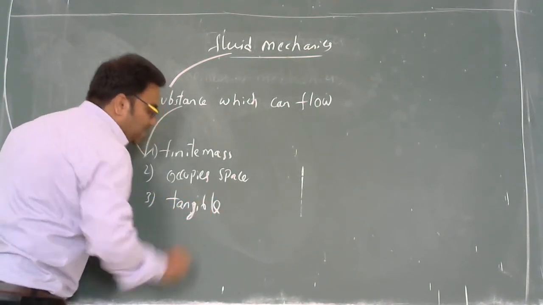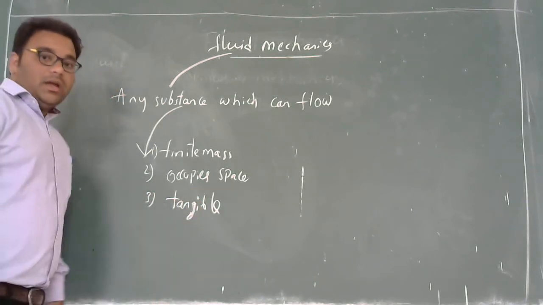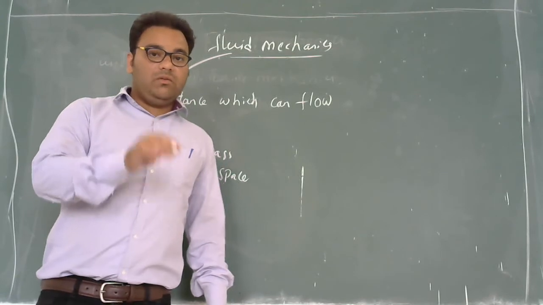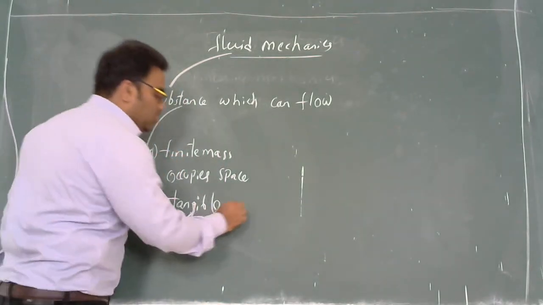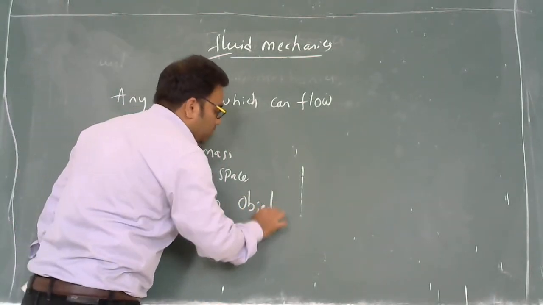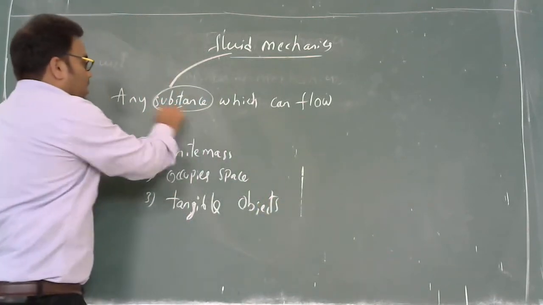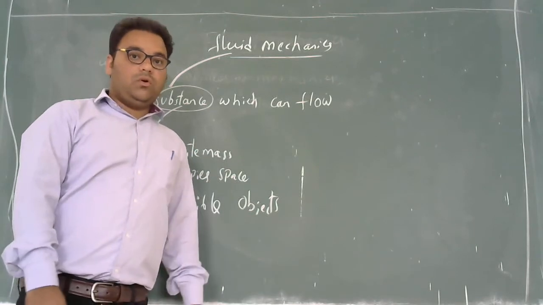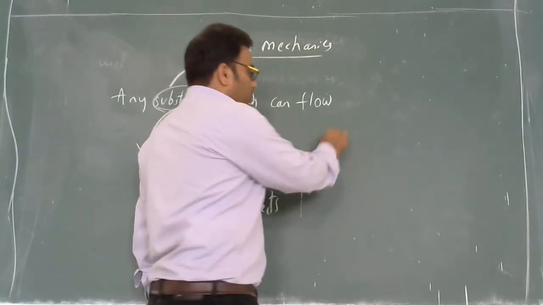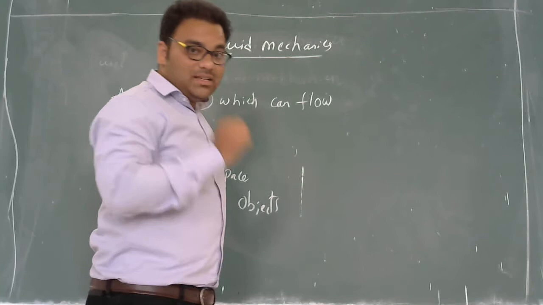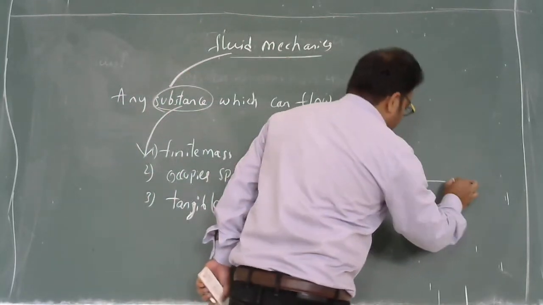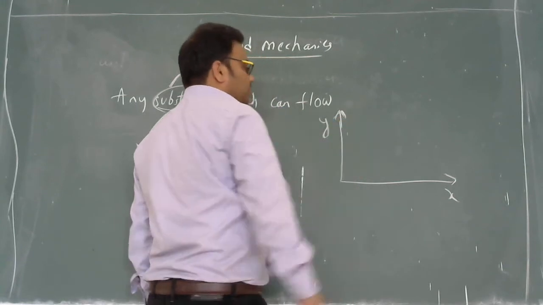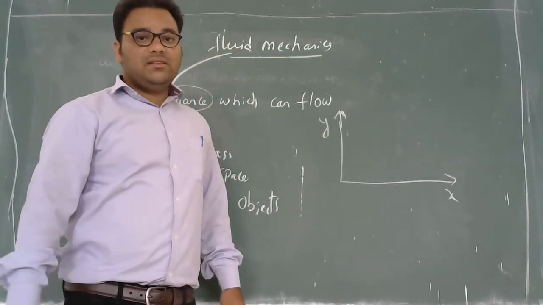So what is tangible? Tangible means it should be any object which has a physical feel. The physical feel is there only for tangible objects. So we completed the word substance. Now we will go for what is meant by flow. To define the flow, I am taking some xy axis, x-axis and y-axis.